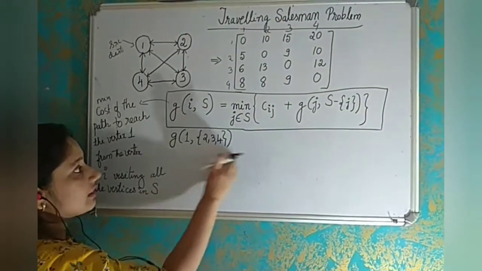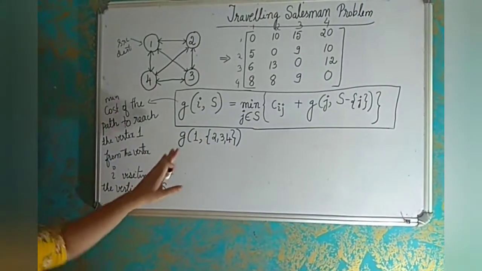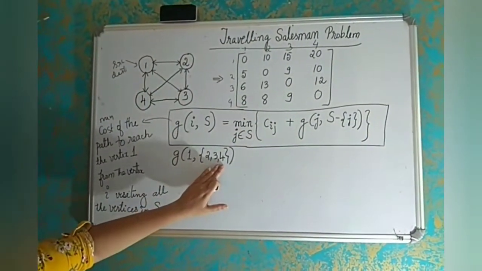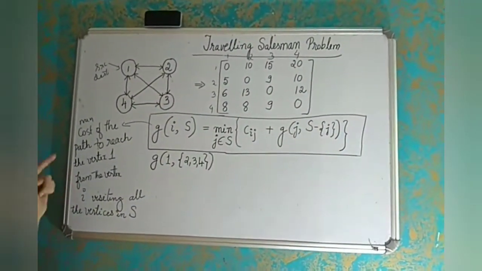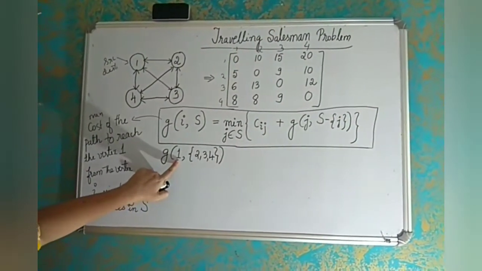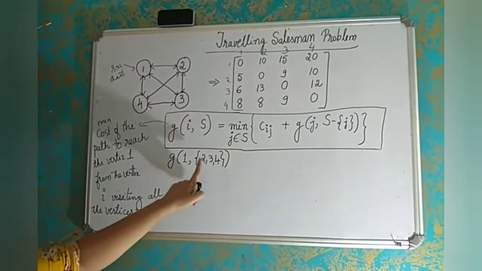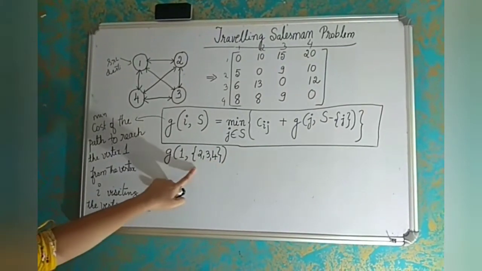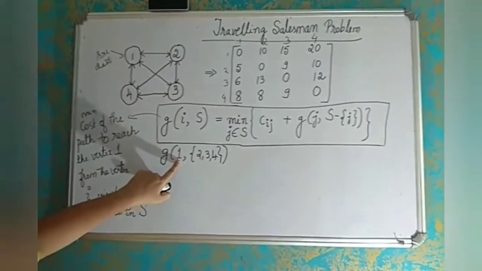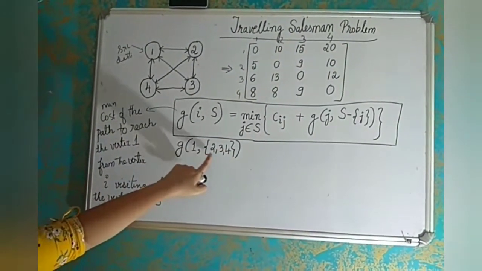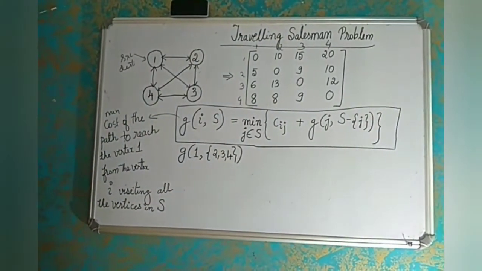Remember, this is what we need to get the answer for: G of 1 comma 2, 3, 4. What does it say? What is the cost of traveling from the vertex 1 to the destination 1, visiting all the vertices in S? S is here 2, 3, 4. This is what we are going to find.